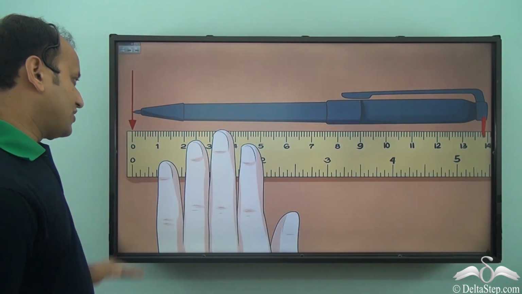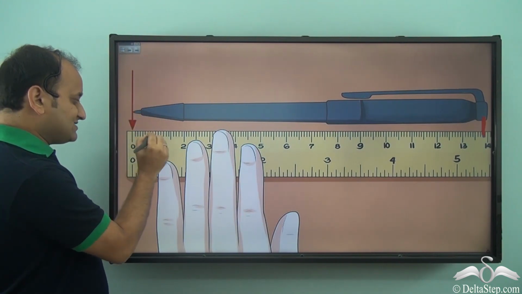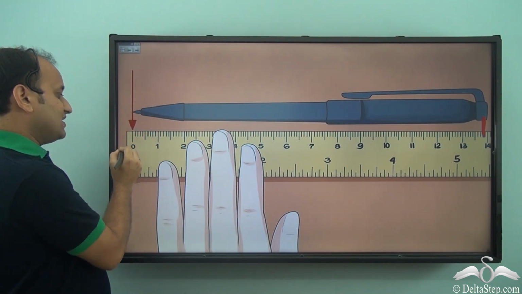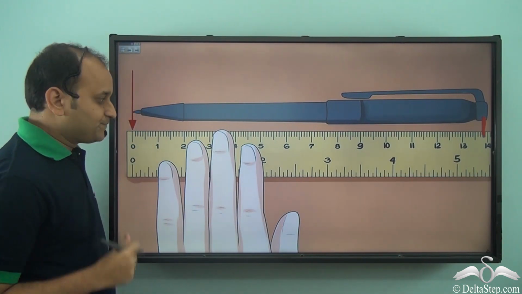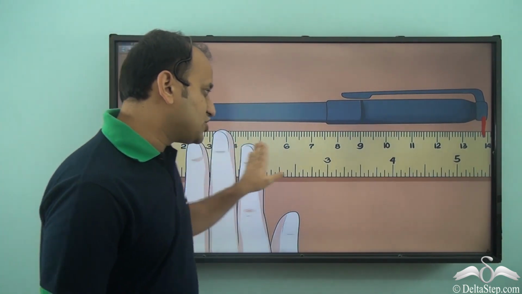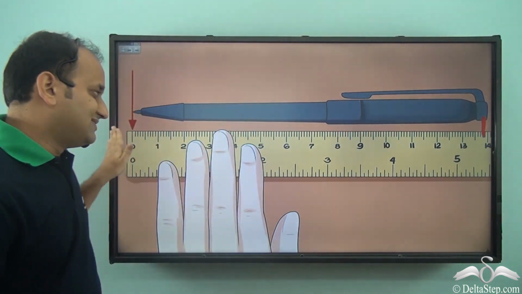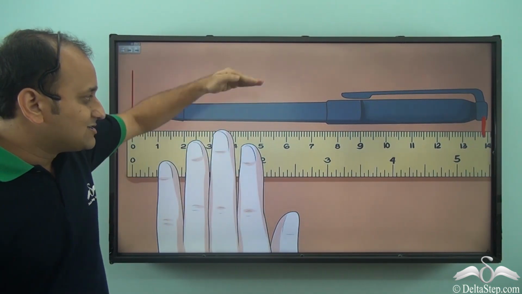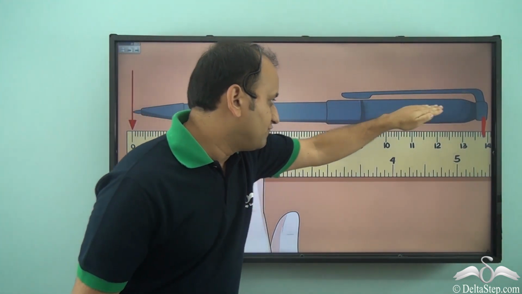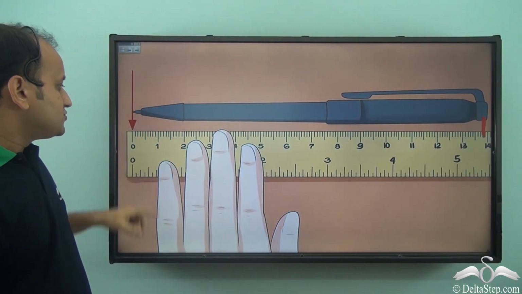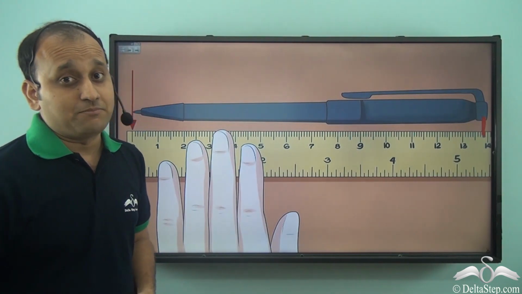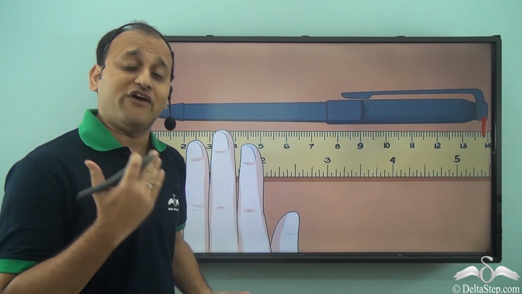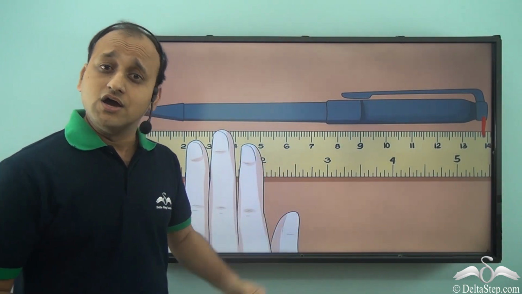So, most important thing is that you will place the ruler in such a way that 0 exactly matches with one end of the object, and you will have to make sure that the ruler is parallel to the object which you are measuring. So, these are the two important things which you need to keep in mind while measuring length of any particular object using a ruler.